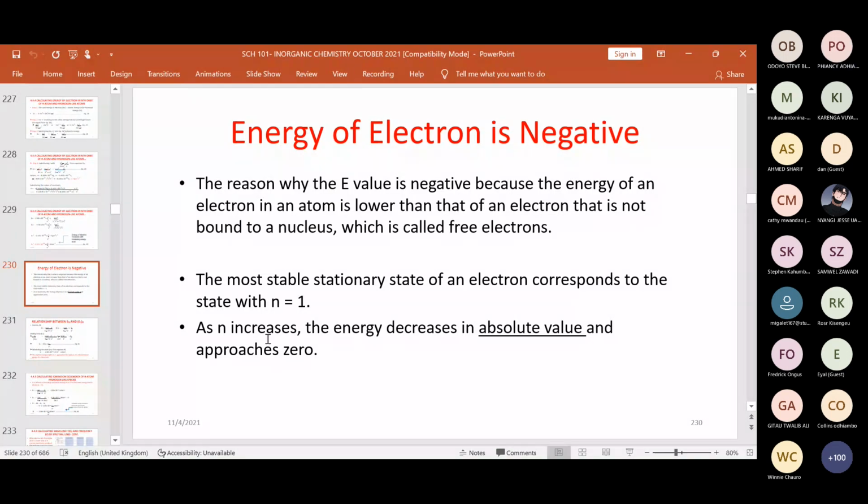So as the n value increases from the lower energy level to higher, the energy decreases in absolute value and approaches zero. When it is zero, it means that the electron is not bound to the particular atomic nucleus. And so it means that the atom has completely lost it, and we call that the atom has been ionized.